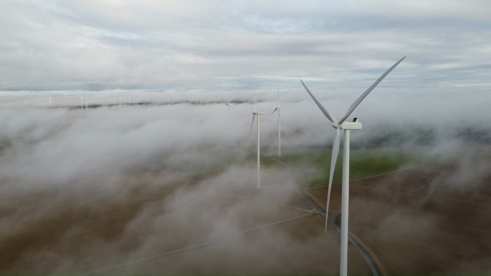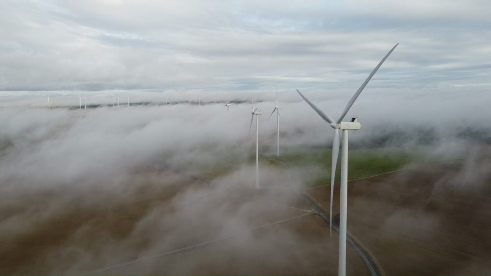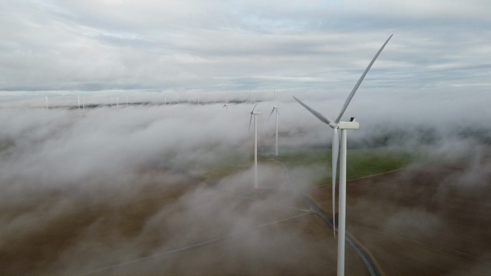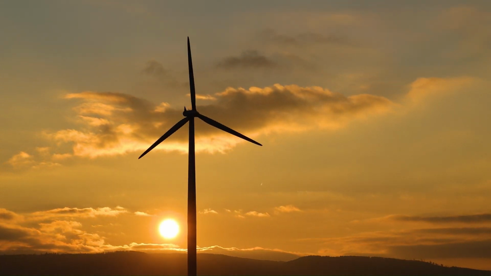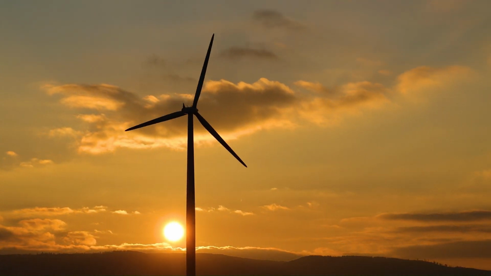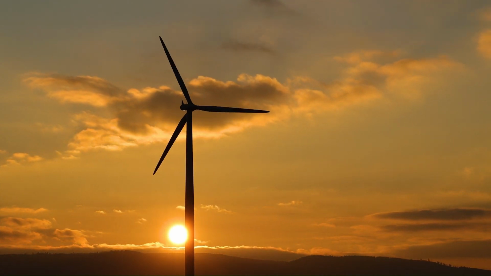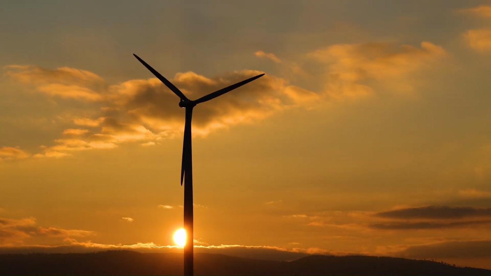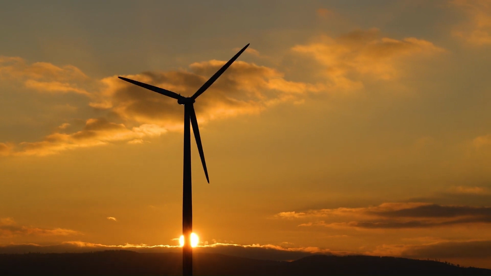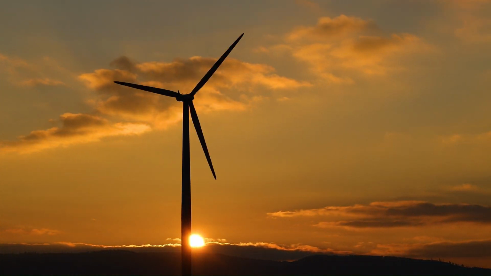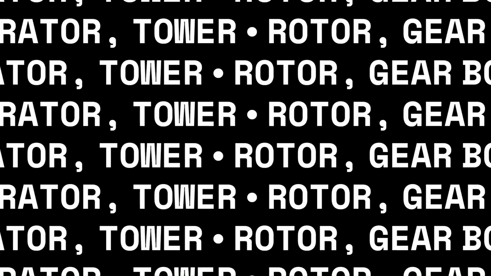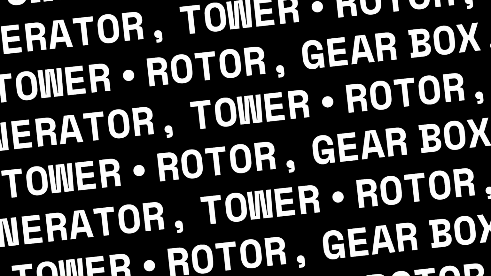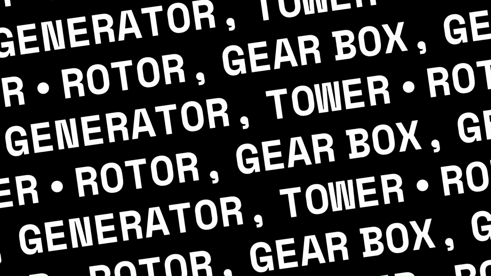Wind turbines harness the kinetic energy of moving air and convert it into rotational energy through the spinning of the blades. This rotational energy is then transferred to a generator through a shaft, and the generator will produce electrical energy. In this video, we will learn all essential components of a wind power plant like rotor, gearbox, generator, tower, etc.